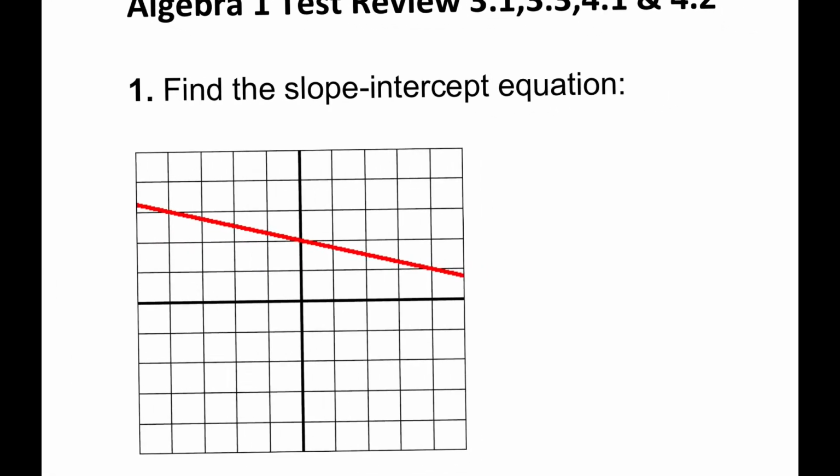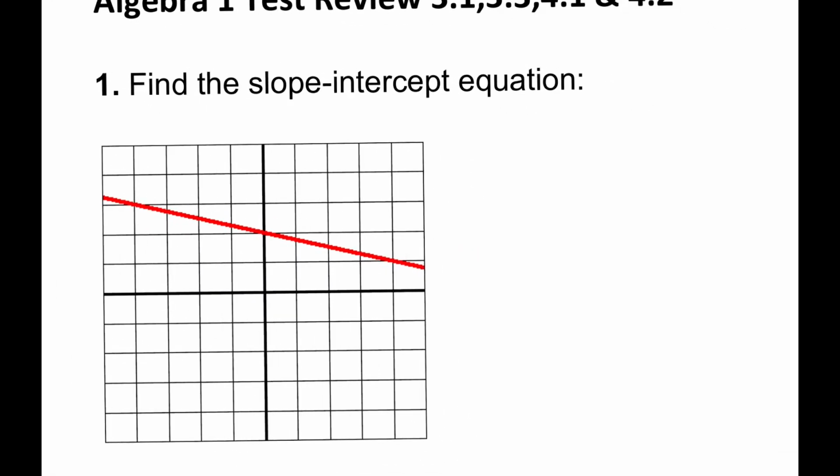Number one says find the slope-intercept equation. So here they're trying to say that we want to know what is the slope-intercept form for this line. The slope-intercept form is y equals mx plus b. So we need two different numbers. The first one is the slope, which is m, and the second one is going to be the y-intercept, which is b. It is a constant. M is the coefficient that has the x.